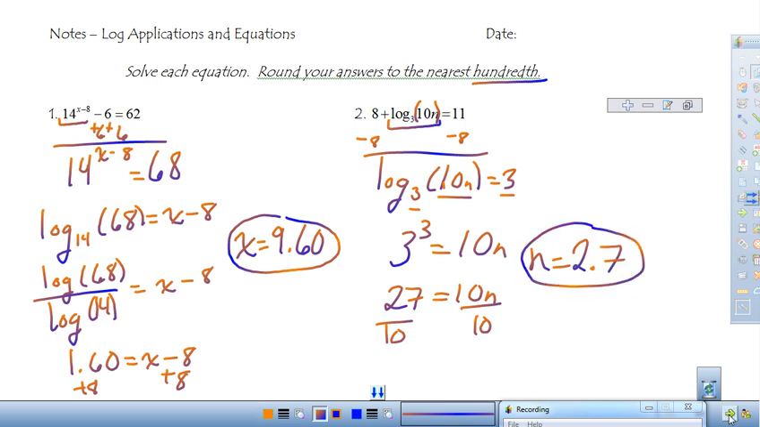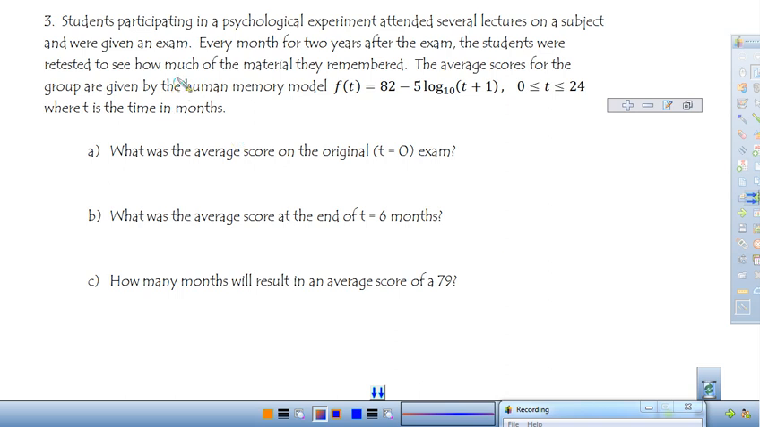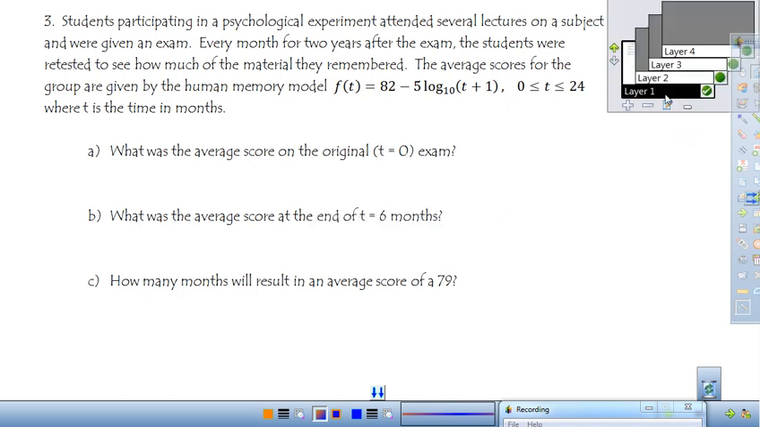Alright, on to the applications. So, students participating in a psychological experiment attend several lectures on a subject and were given an exam. Every month for 2 years after the exam, the students were retested to see how much of the material they remembered. The average scores for the group are given by the human memory model, where T is the time in months. Since it's for 2 years, that's why we go to 24 months.